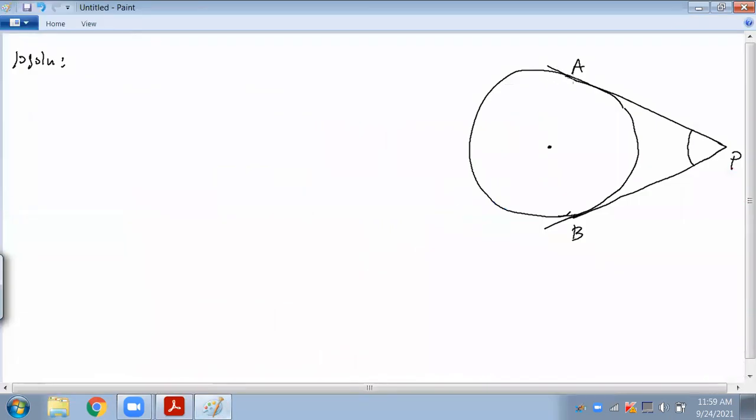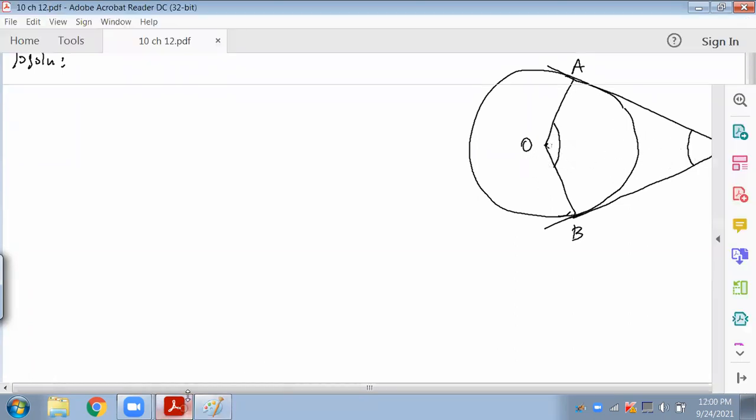Now, if we join the point of contact of each of the tangents to the center, then you're getting an angle, this angle. You have to show that the angle between the two tangents and the angle formed by joining the points of contact with the center are supplementary. That means you have to show these two angles supplementary.